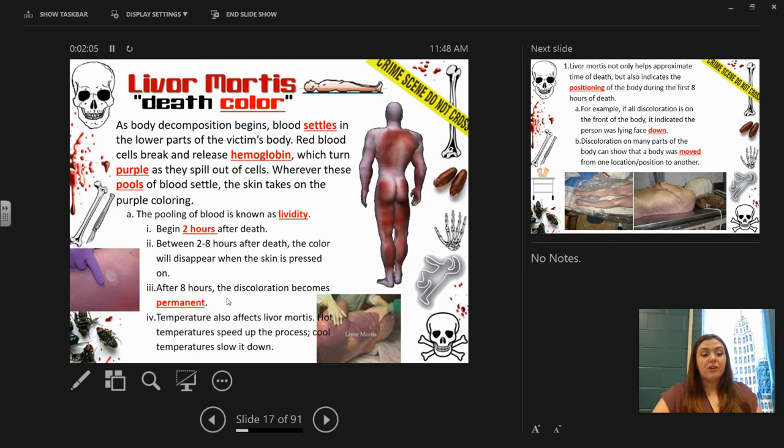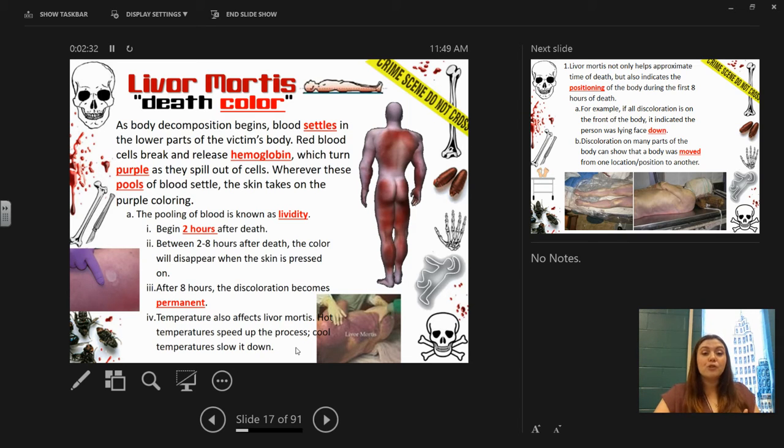Okay. So basically, if a person is found 8 hours after, it kind of varies. Some people it takes up to 12 hours, but we'll say 8 on average. When you press down on it and nothing happens, that is the color of their skin now. It's permanently changed. So temperature also affects livor mortis. Hot temperatures speed up the process. Cool temperatures slow it down. That's very much true for all the processes. So in a hotter climate, this is going to happen faster. In a cooler climate, this is going to happen slower. So it is an average.